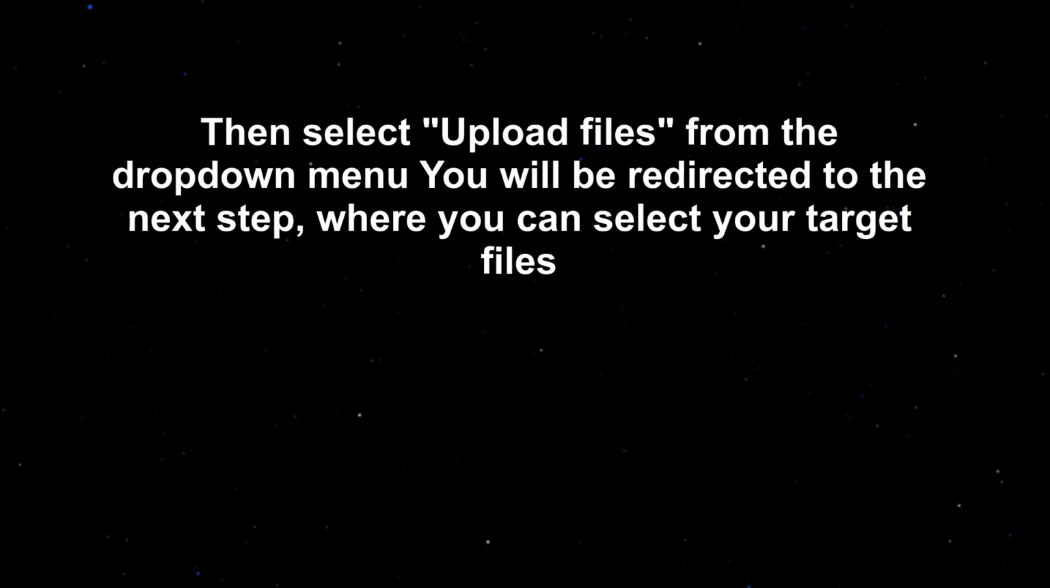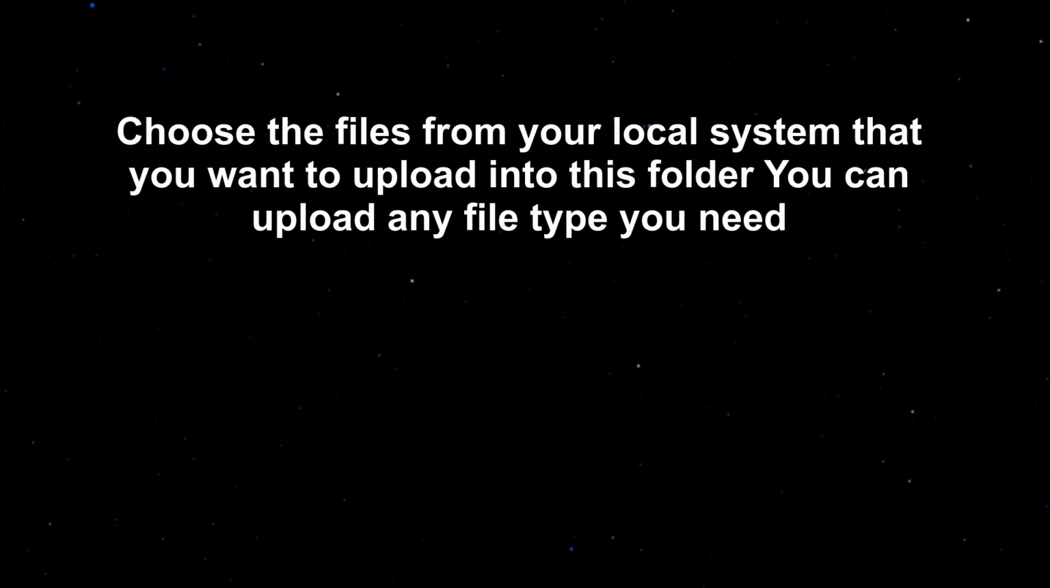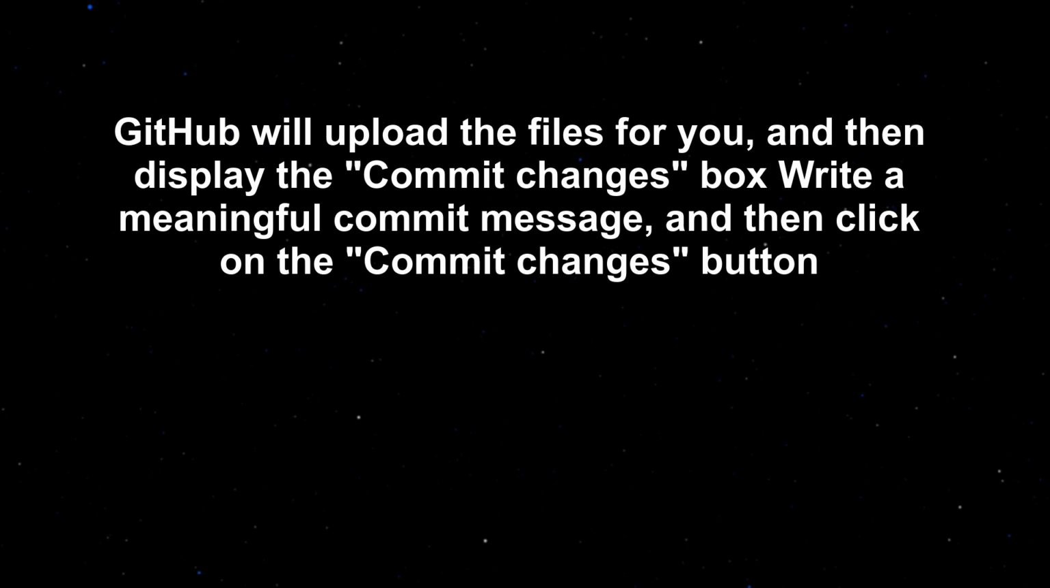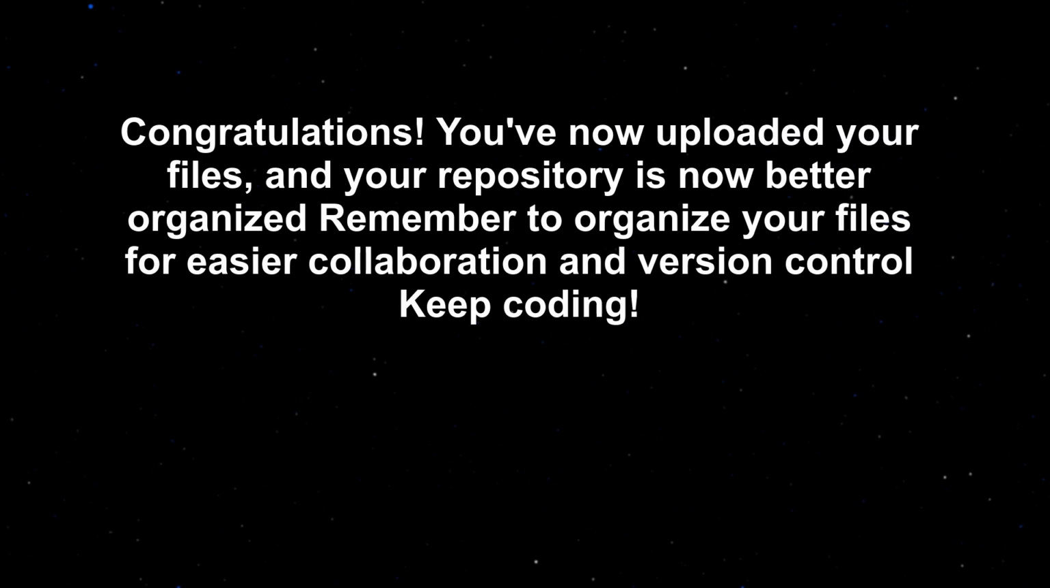You will be redirected to the next step, where you can select your target files. Choose the files from your local system that you want to upload into this folder. You can upload any file type you need. GitHub will upload the files for you, and then display the Commit Changes box. Write a meaningful commit message, and then click on the Commit Changes button.